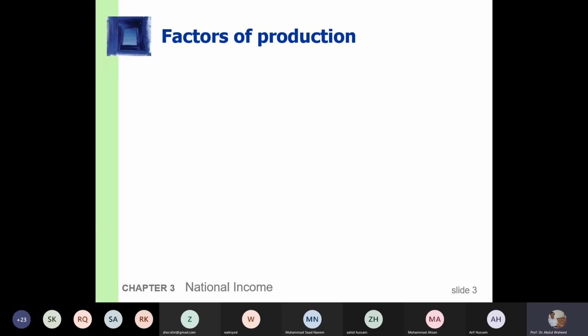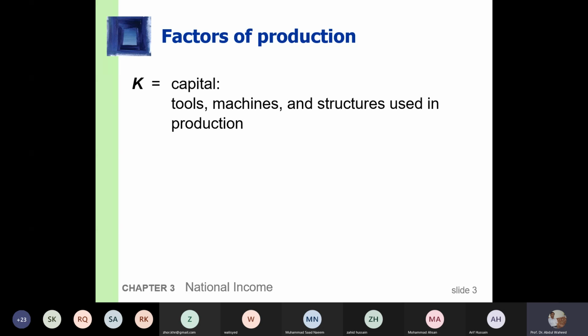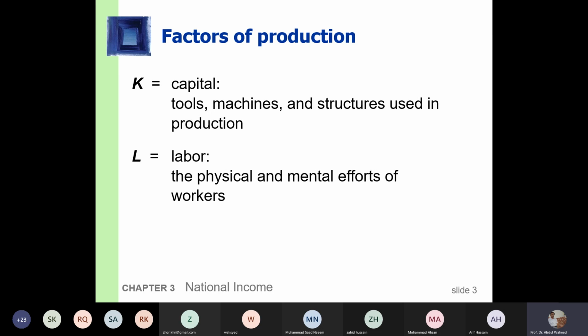So for factors of production, we will focus only on two factors: labor and capital. Capital is the tools, machines, and structures that are used in production. And last time we discussed that capital is a stock. And then we have labor, which is the physical and mental effort of workers.